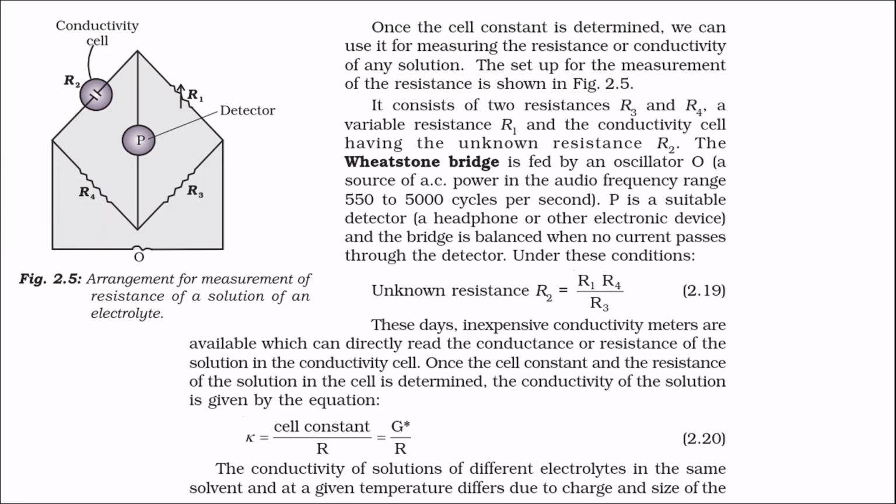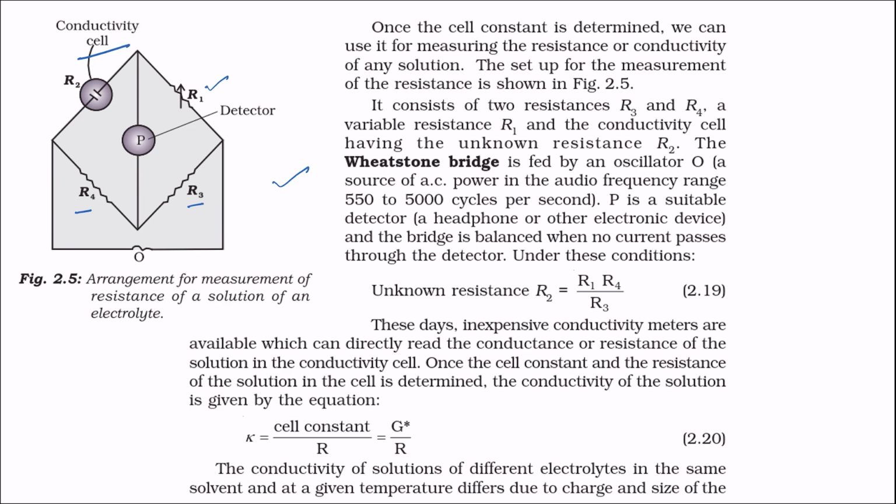Once the cell constant is determined, this conductivity cell can be used to measure the resistance or the conductivity of any electrolyte solution. This is the setup of the Wheatstone bridge. R1 is the variable resistance, P is the detector, R3 and R4 are the resistances of any metallic conductor. R2 is the conductivity cell containing the electrolyte solution whose resistance has to be determined.